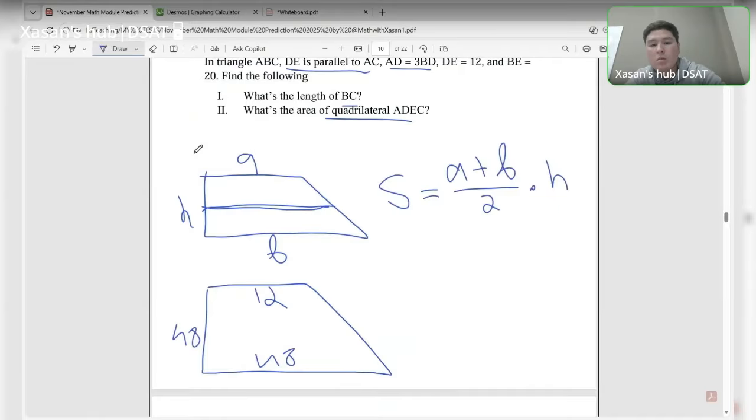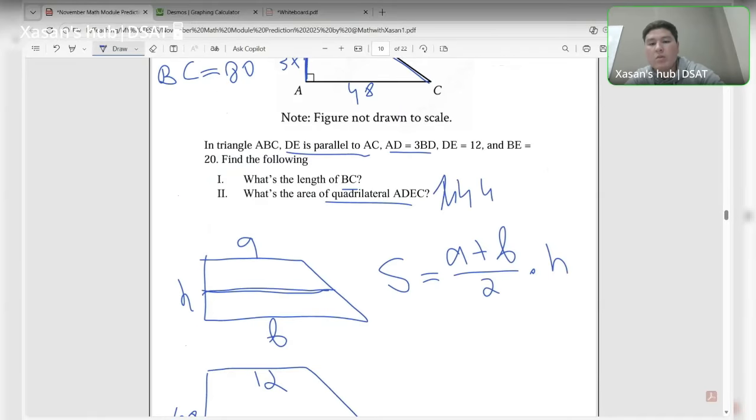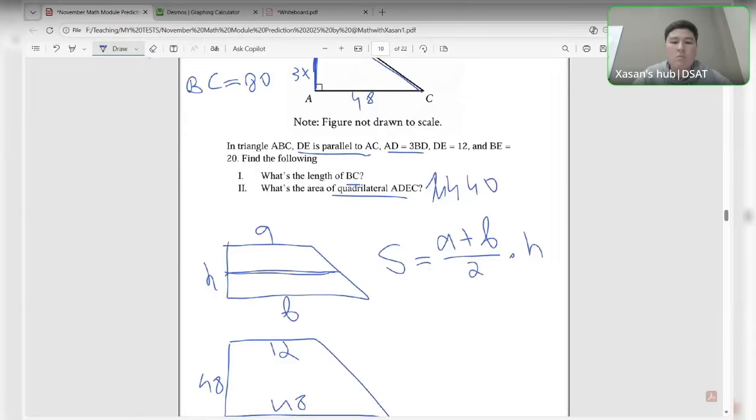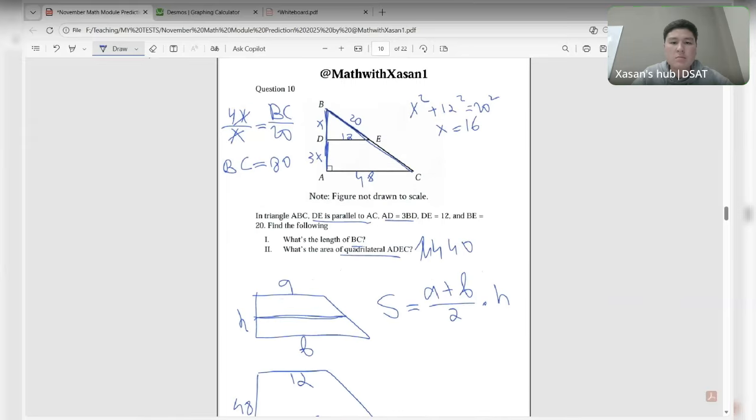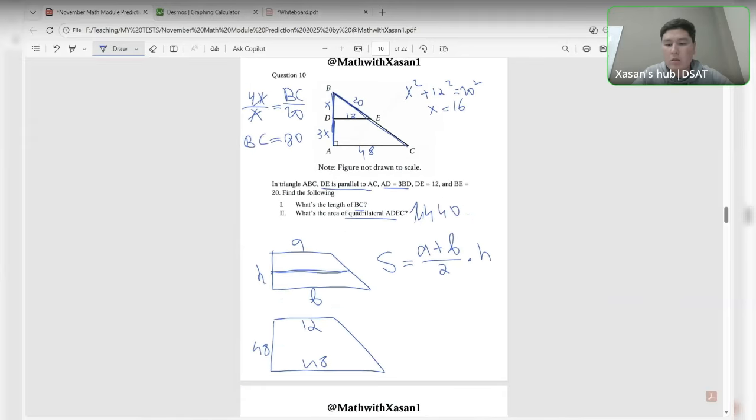The next one is, yeah, I'm just writing the answer, 1440. That's all. Yeah, I guess it is all clear, right? Just the formula, that's all.